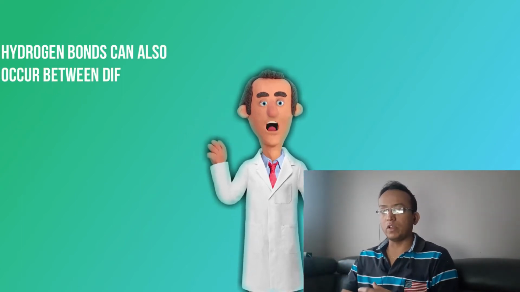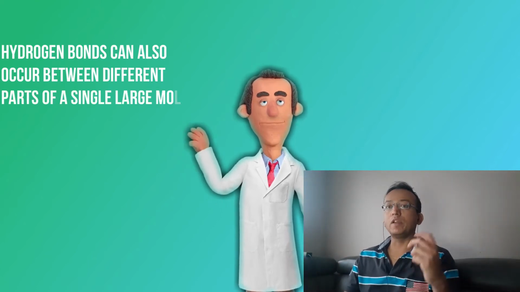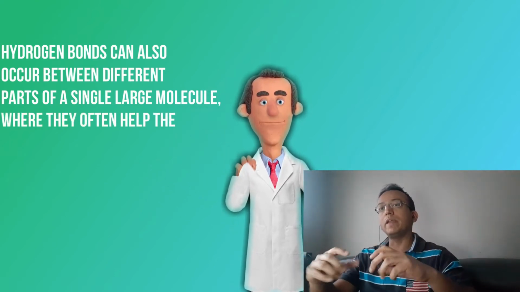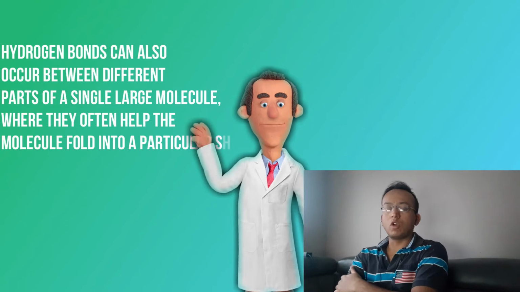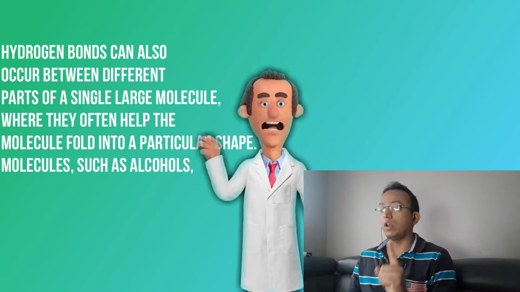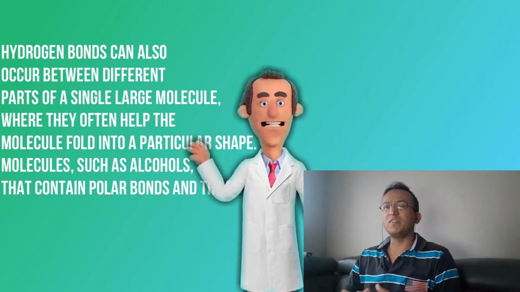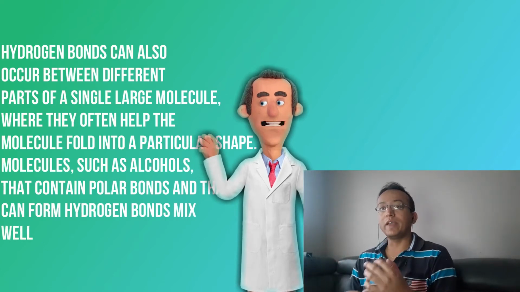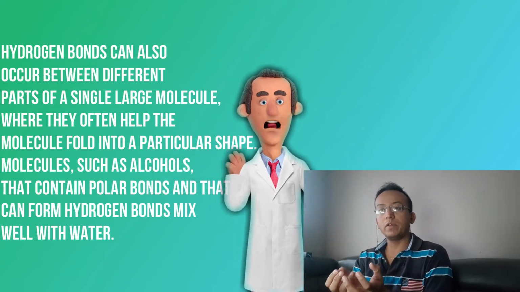Suppose there is another molecule that has a nitrogen atom and a hydrogen atom. The hydrogen and the nitrogen of that molecule can come and make a hydrogen bond. All right, hydrogen bonds can also occur between different parts of a single large molecule. It's not necessary that there should be two molecules to form a hydrogen bond. If there is a big single molecule, a hydrogen bond can be formed within that molecule as well, which often causes the molecule to fold into a particular shape.